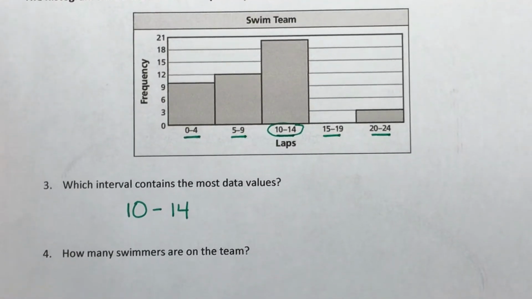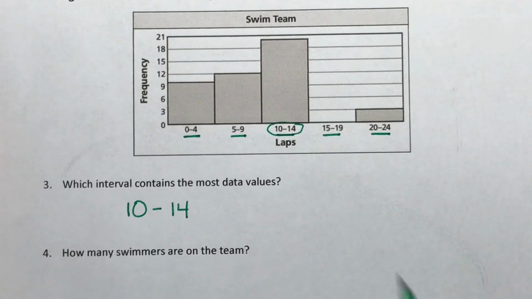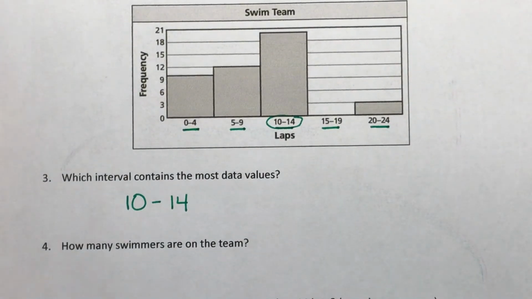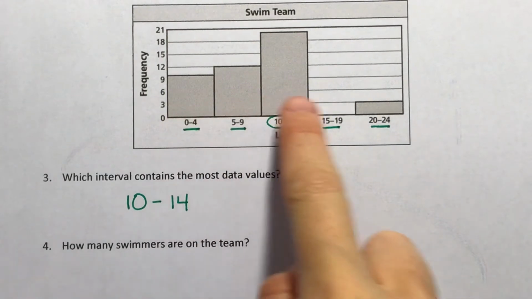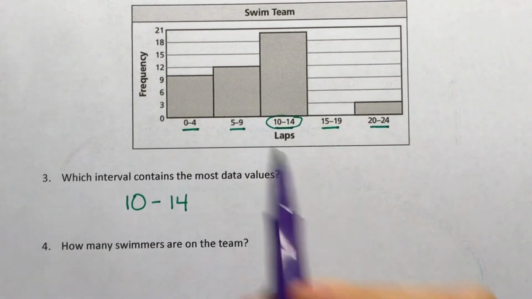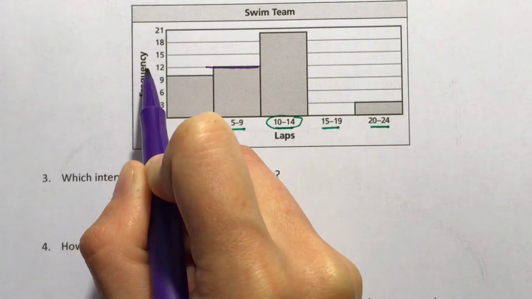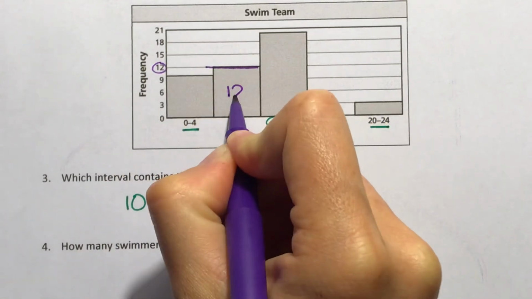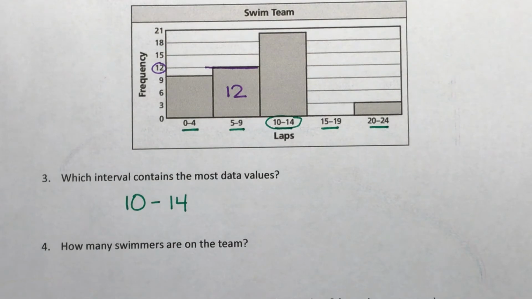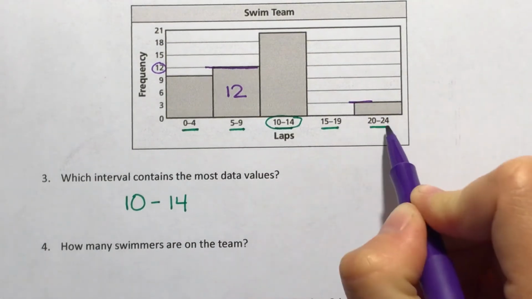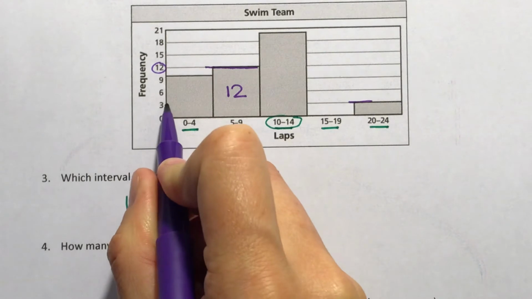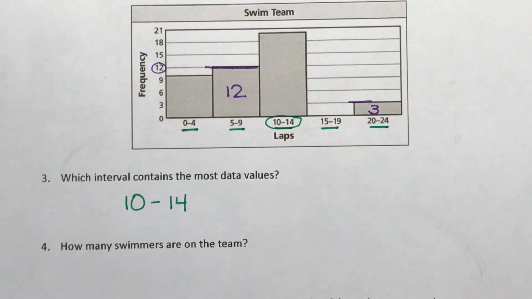All right, then the next question says how many swimmers are on the team. Now the swimmers are broken down into these different categories based on how many laps they swam. So what I need to do is look in my table and figure out how many swimmers fall into each of these different categories. When I look at this one, the 5 to 9, I'm just focusing on that because the line is exactly lined up with a number. So I know right there, 12 swimmers were in that category. I also know right here, the 20 to 24 laps, there were 3 swimmers in that.